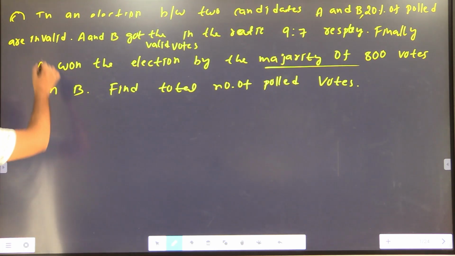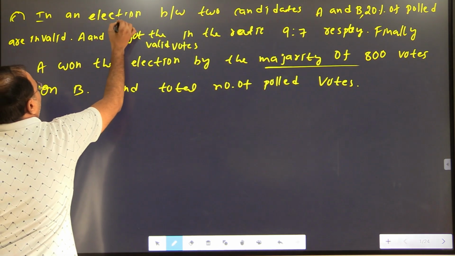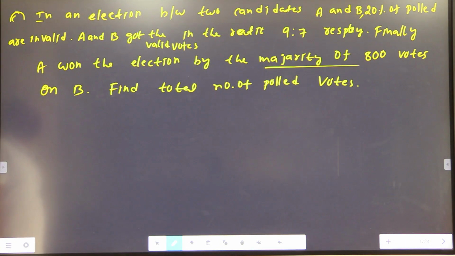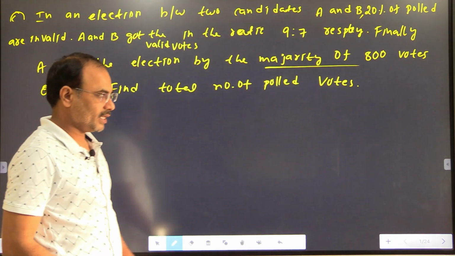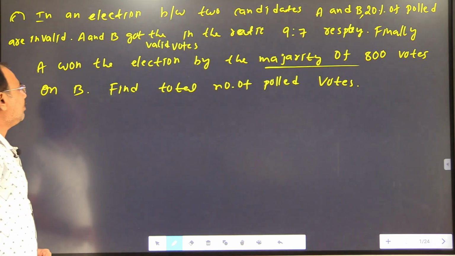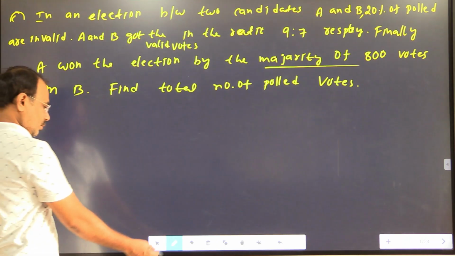So, once again, in an election between two candidates A and B, 20% of polled votes are invalid. This is the extra point. A and B got the valid votes in the ratio 9:7 respectively. Finally, A won the election by a majority of 800 votes over B. Find the total number of polled votes.